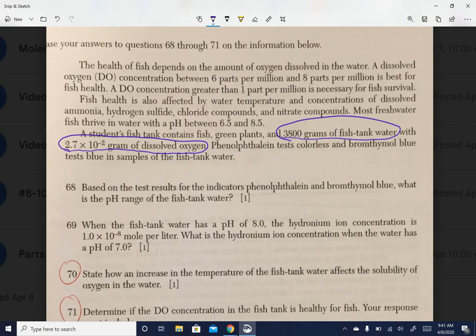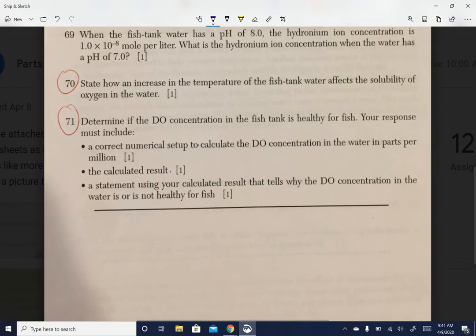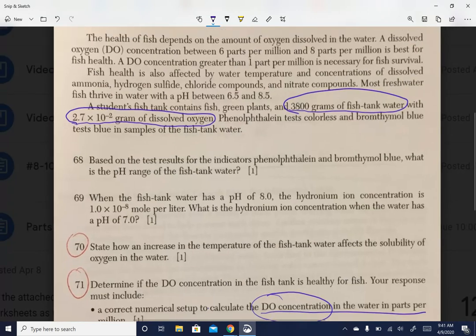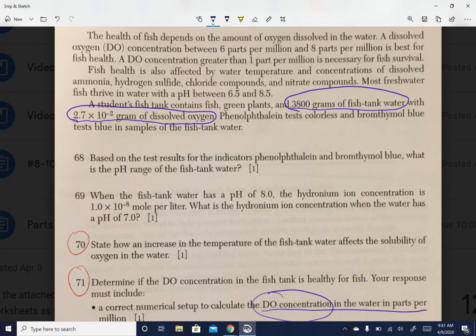So why? Because we want to know the dissolved oxygen concentration in parts per million. So the DO concentration is how much dissolved oxygen there is. There's your DO. How much dissolved oxygen is there in a certain amount of water? We're going to do parts per million. So this number here, that's my solute. That goes on top. This is my solution mass. It goes on the bottom. This divided by this times a million.